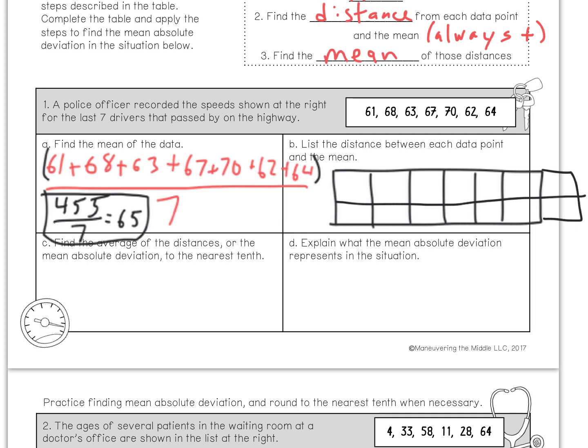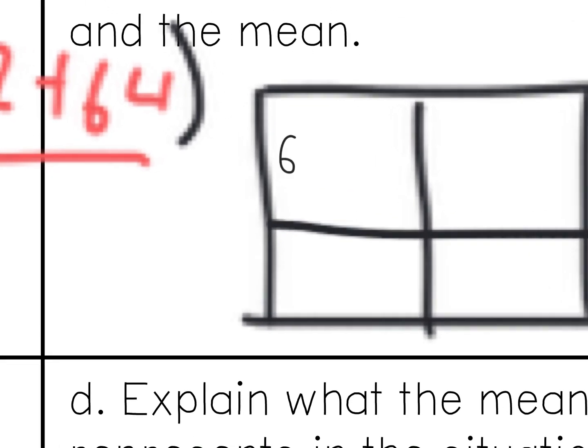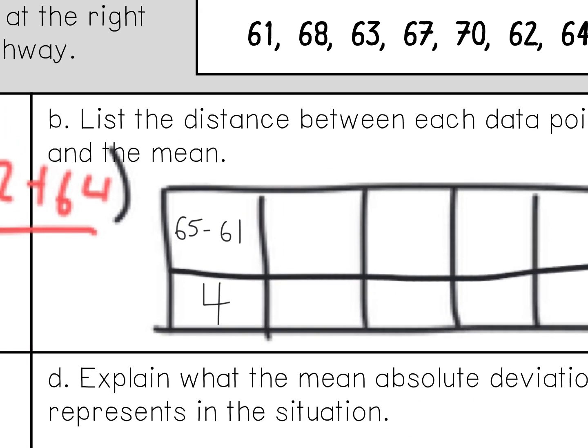What did we say the mean was? 65. So I'm going to take 65 and subtract the first one. What was the first one? 61, right? So what is 65 minus 61? 4. So in the bottom box, I'm going to put that value, 4. I'm taking this number up here and subtracting 65.